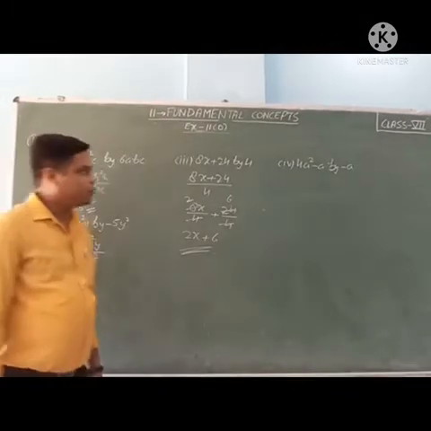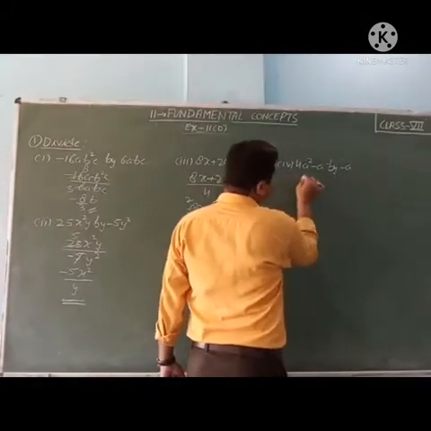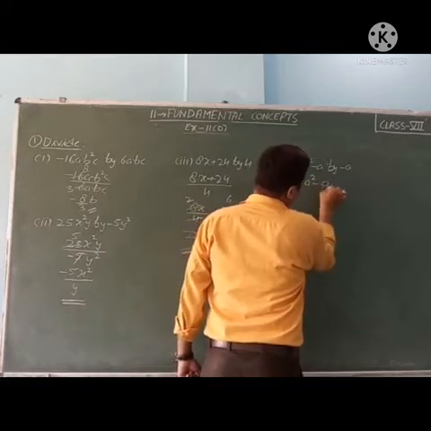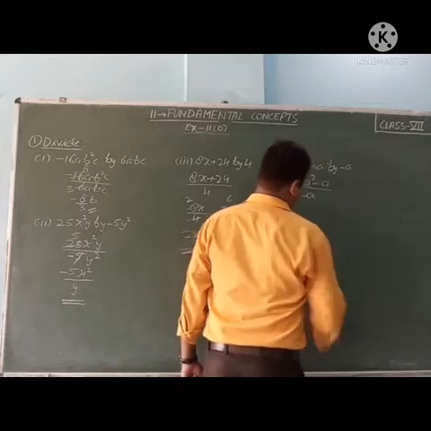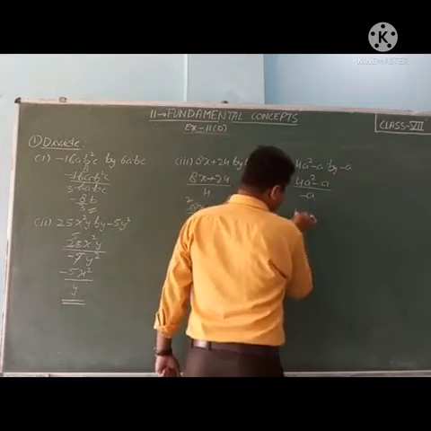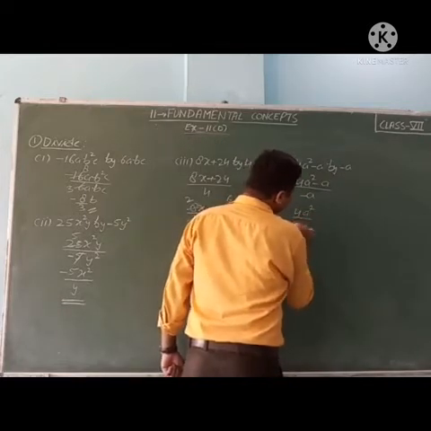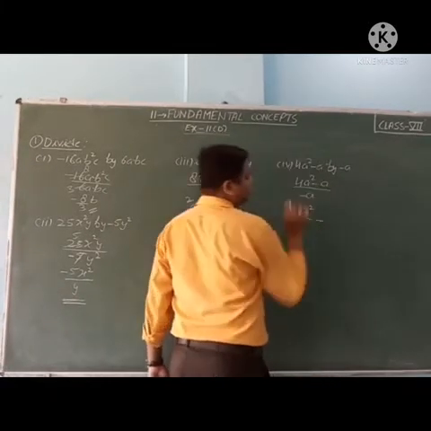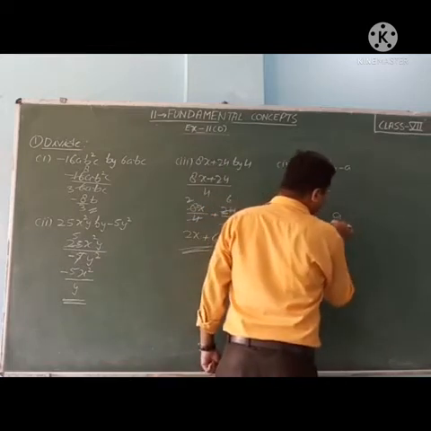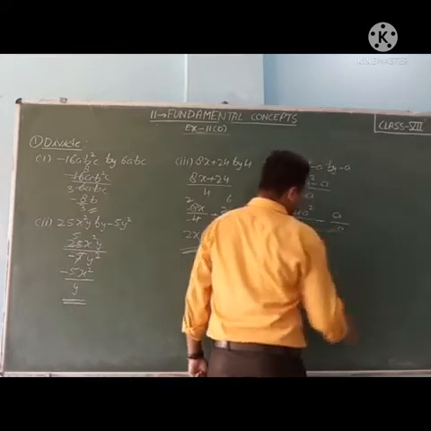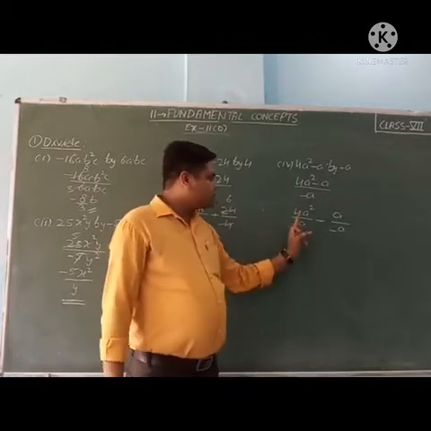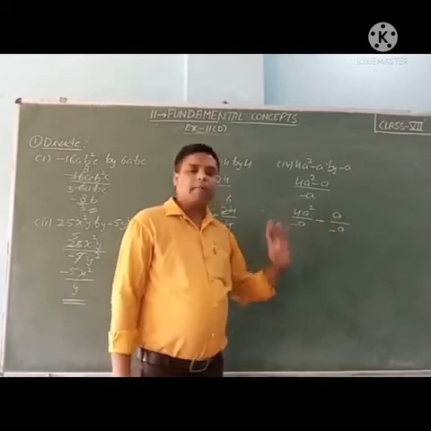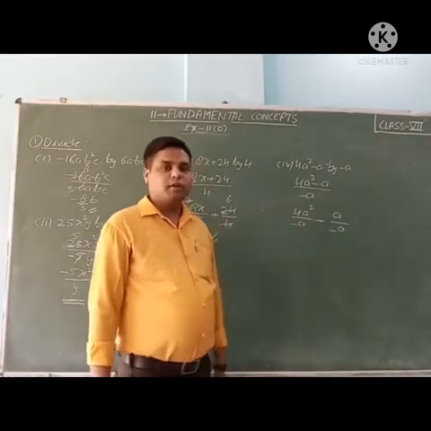Move to the fourth part. 4a² minus a by minus a. 4a² minus a upon minus a. So 4a² upon minus a, then this minus sign, then a upon minus a. Listen again. 4a² upon minus a, then this minus sign, then a upon minus a, this minus. Now we will divide this.